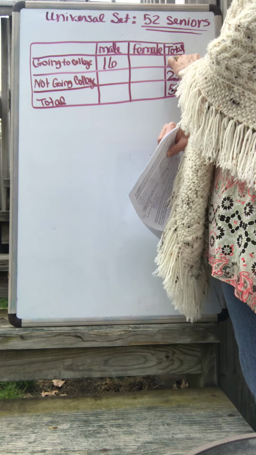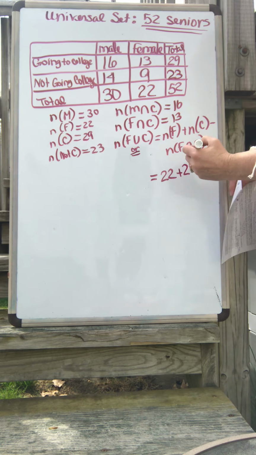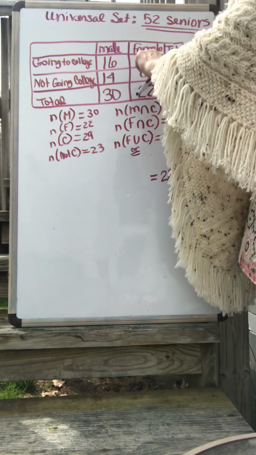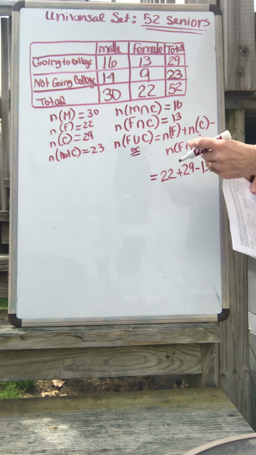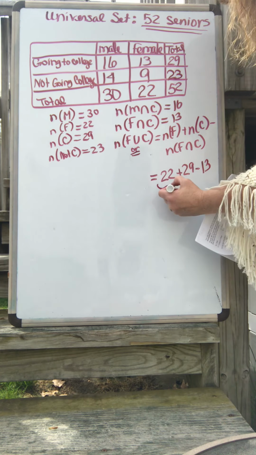And then they want female or college. Well, now we're in an or statement. This is the number of females plus the number of college, and then we have to subtract the number of females and college. So we have to pay real close attention to the grammar. For this last one, the number of females was 22, and the number of kids going to college was 29. And now we have to subtract the overlap of females going to college, which is 13.